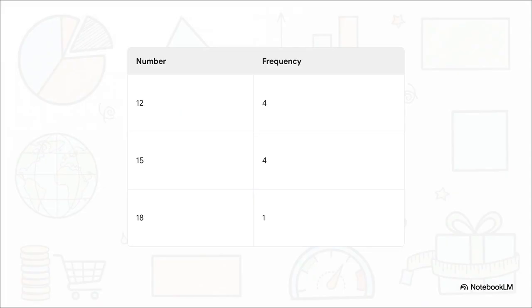But what if we're looking at a much larger data set, like a class full of test scores? Enter the mode. The mode is simply the number that shows up the most frequently. In this data set, both 12 and 15 show up 4 times. And yes, you can absolutely have more than one mode. In this specific case, both 12 and 15 get to share the crown.